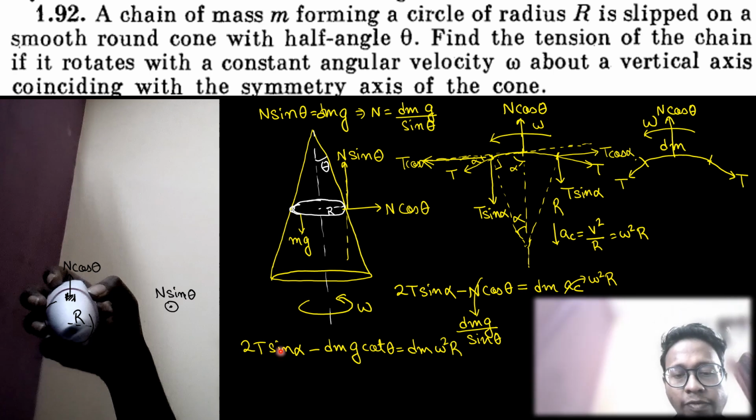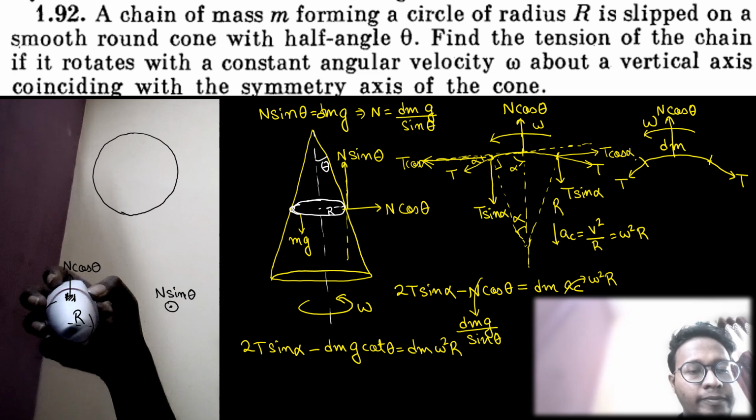Now somehow I need to find a relation between sine alpha and dm out here. See, if the mass of the entire ring is m, then the 2 pi r length of the ring contains the mass m.